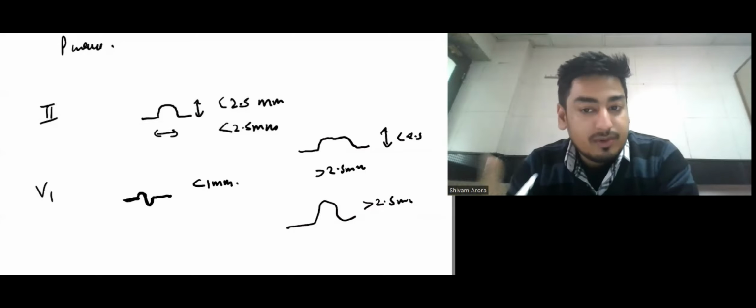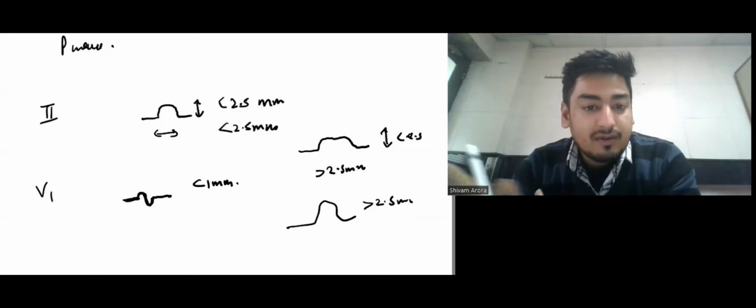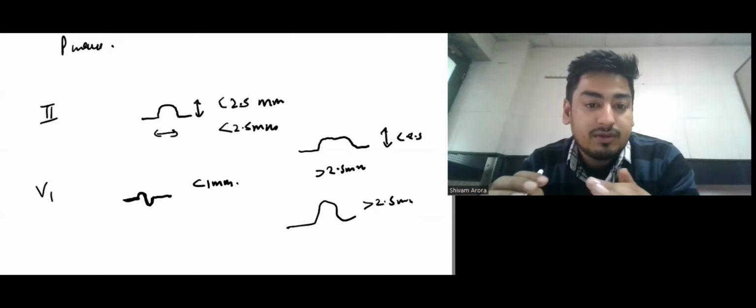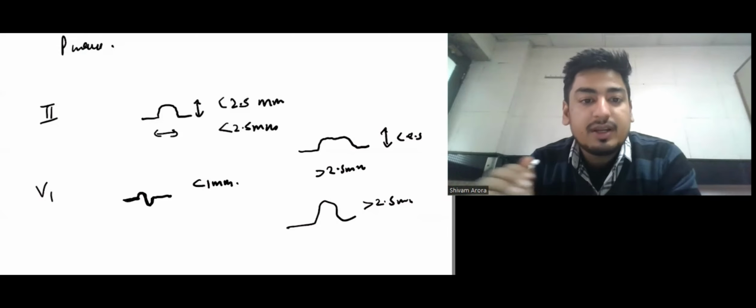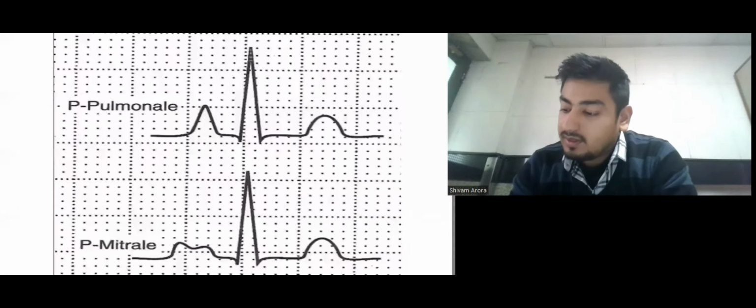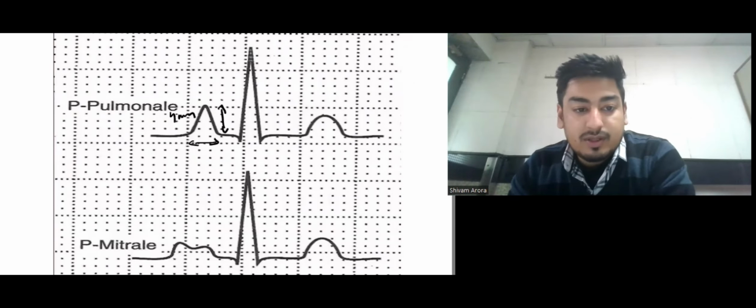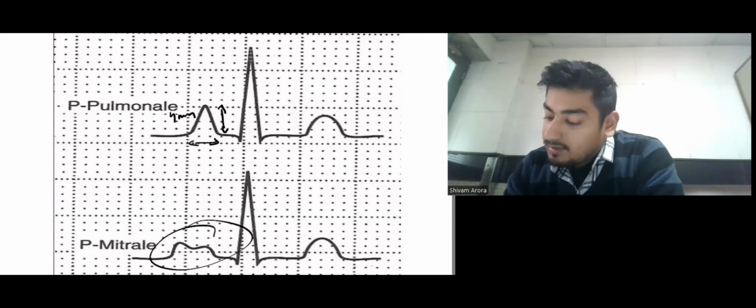And why the name? Because the most common cause of LA enlargement is mitral valve involvement, and the most common cause of RA enlargement is pulmonary artery hypertension. So here we can clearly see this is P pulmonale. Why? Because although the width is normal, the height is almost 4 mm or 4 small squares. This is P mitral because the width is almost 4 mm or 4 small squares.